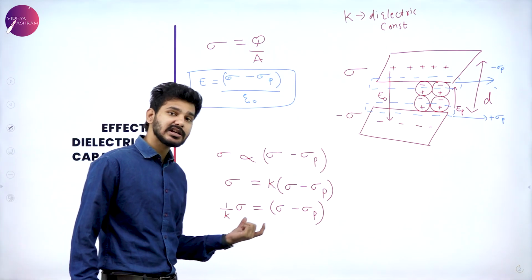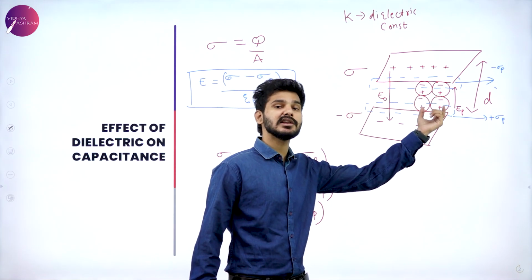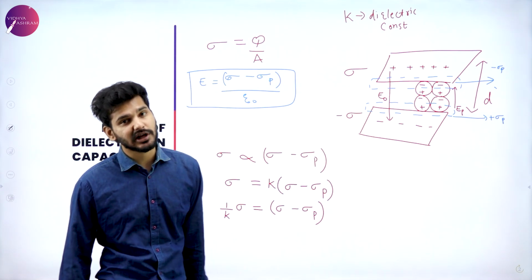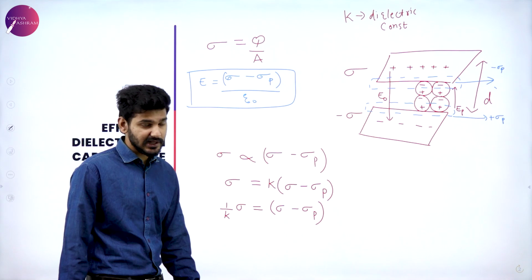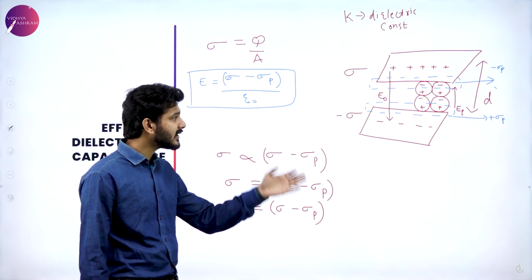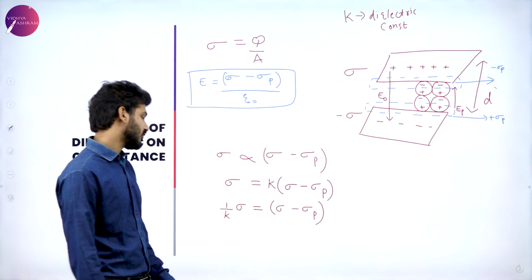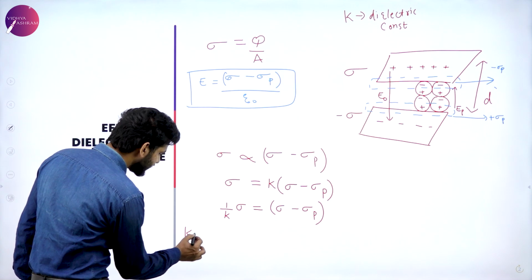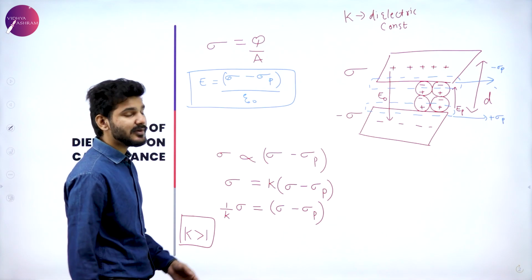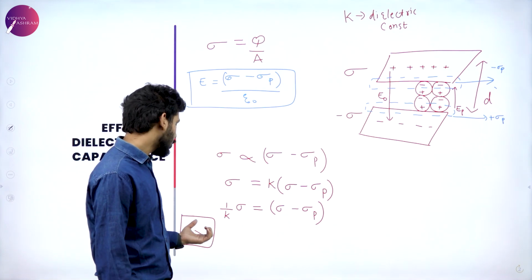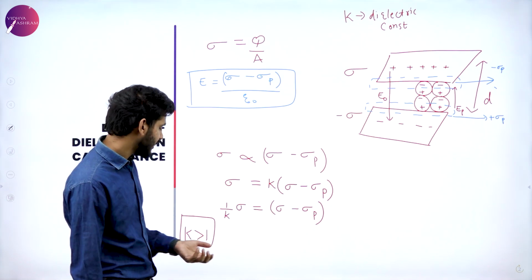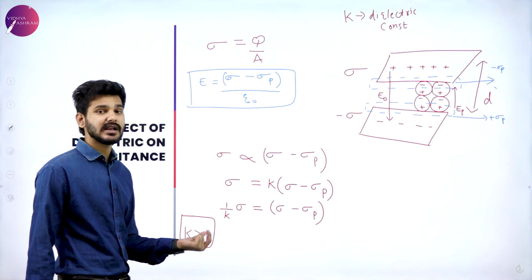Remember, the dielectric constant depends on whatever material you are using as the dielectric. If you are using air, it has a particular value. If you are using water, it has a particular value. If you are using paper, it has a particular value. So depending on the material you are using in between those parallel plates, the value of K changes. For most cases it will be greater than 1. It will only be equal to 1 when you are using a specific medium, like vacuum or air, but otherwise it will always be greater than 1.